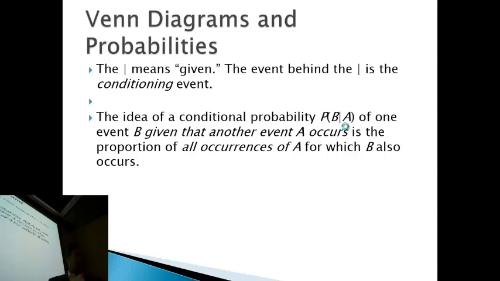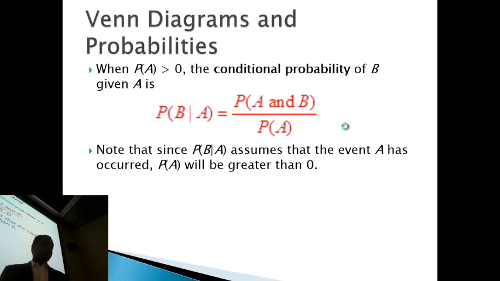And then there's my little notes. The slash symbol is like the "given," okay? And everything behind that is the conditioning event. B, given that A occurs. Right, got it. And then here's the formula. I guess you can write that down.